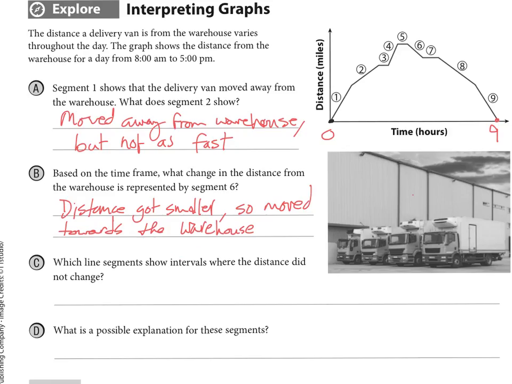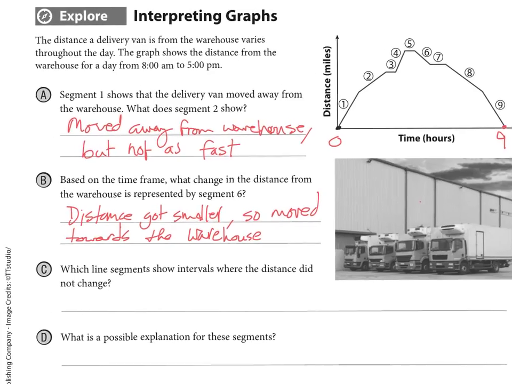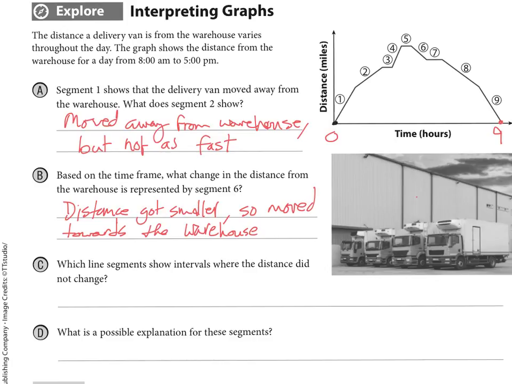So question C, which line segments show intervals where the distance did not change? What are segments in the graph where the distance from the warehouse did not change? Go ahead, Leo. 5. Which one? 5 is 1. 7. Okay, I heard somebody say 3. 5, and very good, 7. What is true about all those segments?